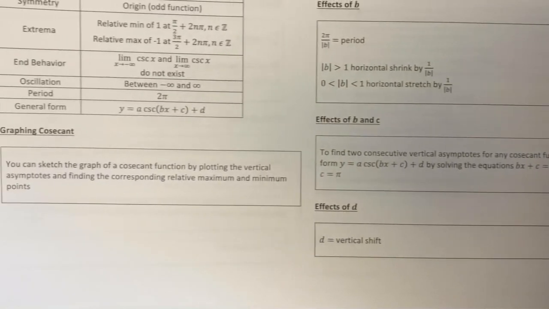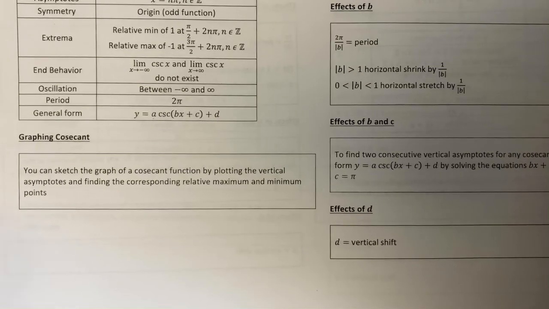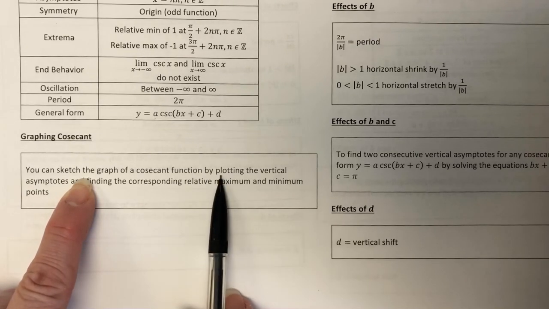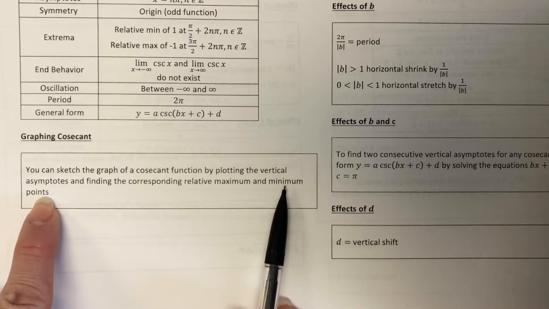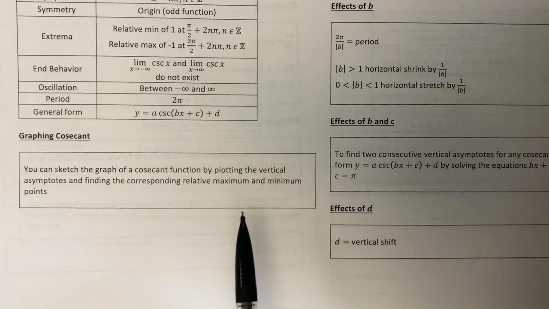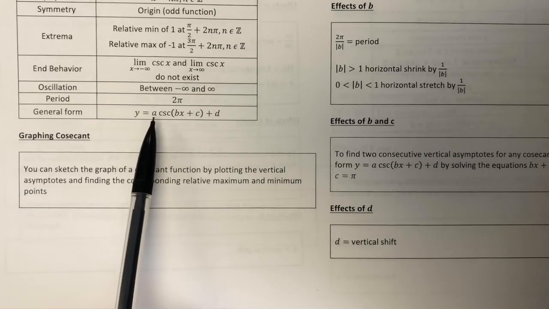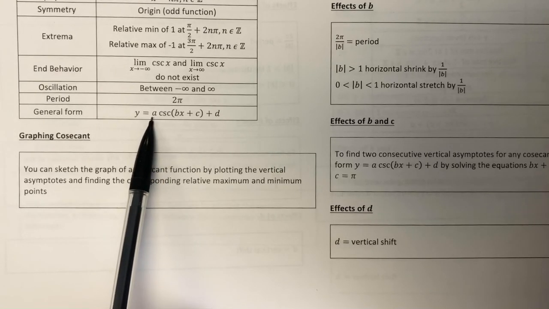Now, going back to cosecant, you can sketch the graph of a cosecant function by plotting the vertical asymptotes and finding corresponding relative minimum and maximum points. So what we're going to do is start with those asymptotes, and then find our mins and maxes and then branch out from there. Those points that I showed you in the last graph, we'll go through and find without graphing the sine function. And then if there's a vertical stretch or shrink, that of course makes the graphs steeper or not as steep.